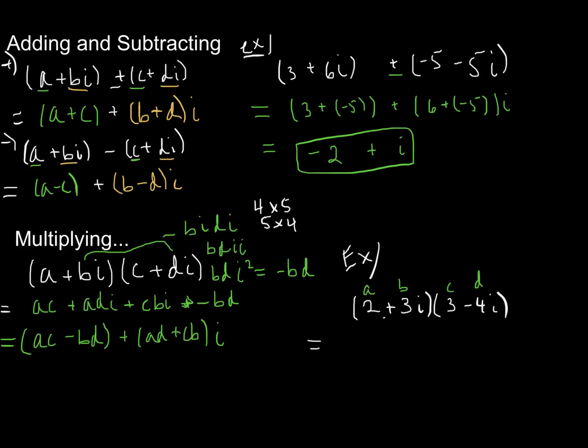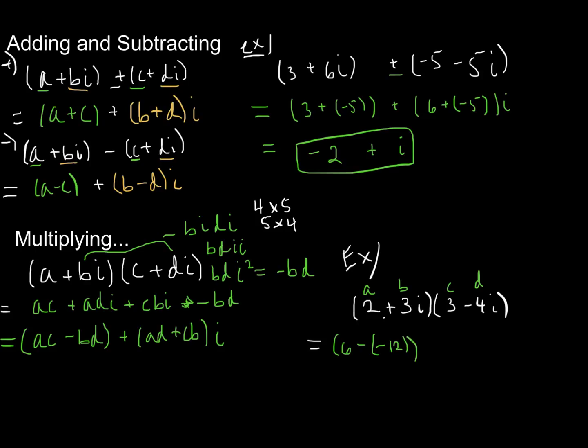Okay, there's a couple ways that you can do this. You can always FOIL it out, and if you FOIL it out, you'll end up with the right solution. But you can also take advantage of the fact that we FOILed it out already for any values a, b, c, and d. And so all we need to do is locate a, b, c, and d, and we can actually figure out what this will be. So notice our real part is going to be a times c, 2 times 3, which is 6, minus b times d, b which is 3, and d which is negative 4. So we have minus, and then 3 times negative 4, which is negative 12.